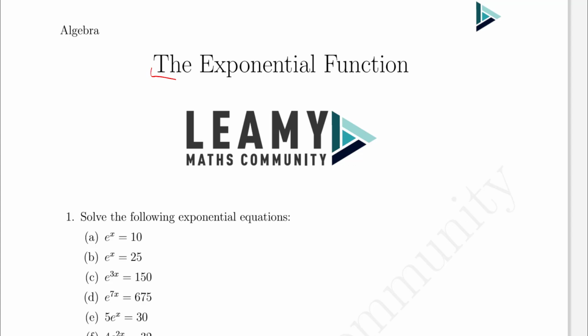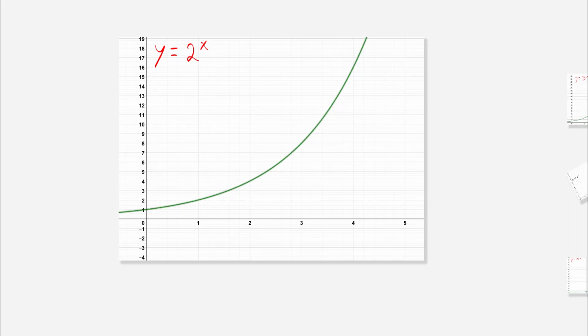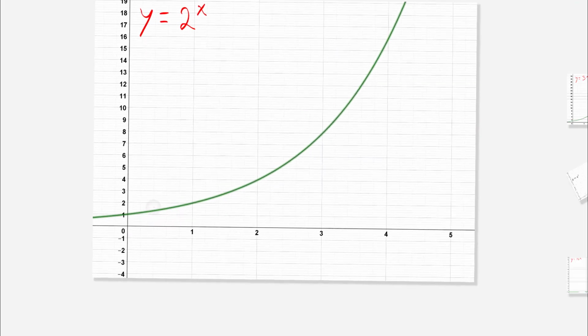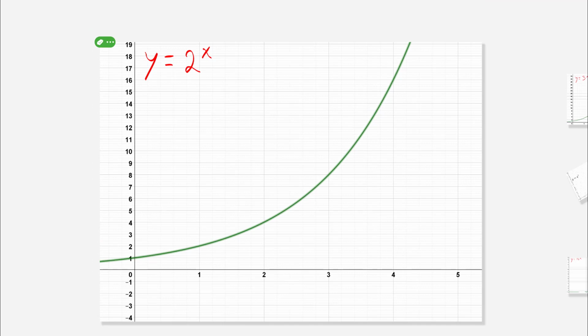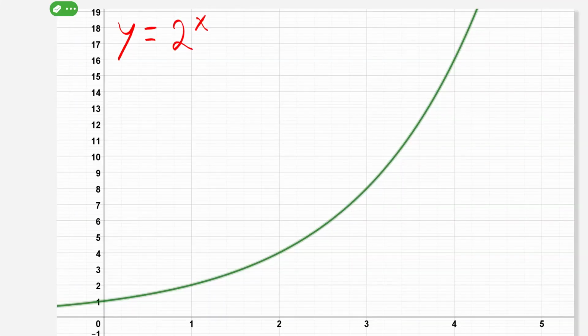Now we're going to look at the exponential function. So we'll start off with a bit of background. What is an exponential function? Let's take a look at an example. Here we have a graph of the function y equals 2 to the power of x. We call this an exponential function because x, which is the input, appears as a power or exponent. So an exponential function is where your input is a power.